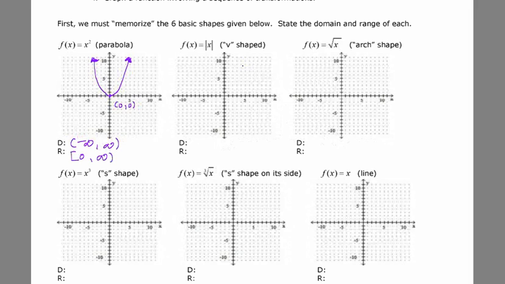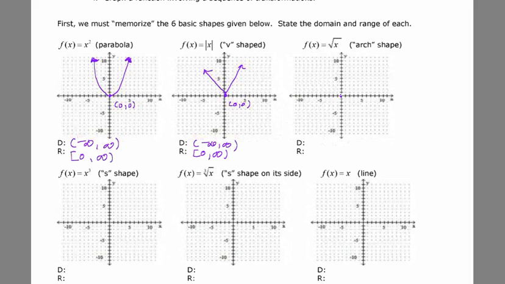Absolute value. We need to know when we see that function that the graph of it, its shape is this V shape. Centered here at the origin, 0, 0. Notice the arrows tell me my domain will be negative infinity, positive infinity. My range will start at 0, just like the parabola, 0 to infinity.